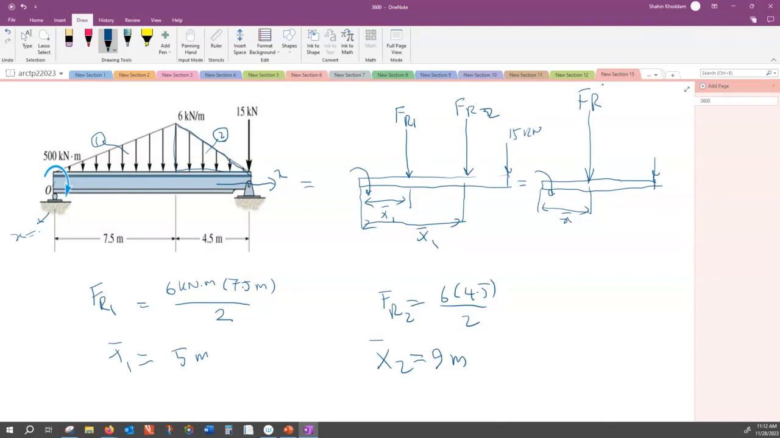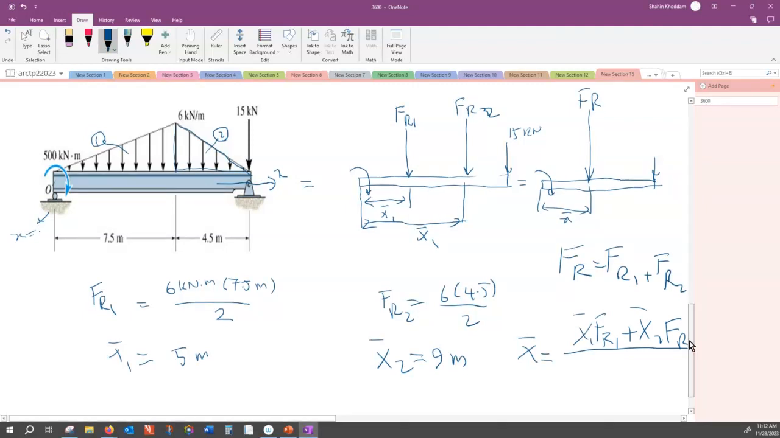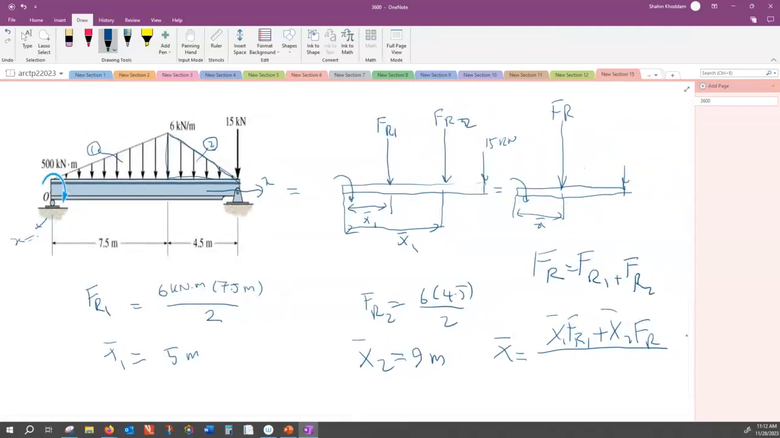Okay, now the resultant force, the total resultant force is FR1 plus FR2, and the total line of action, that is X bar 1 FR1 plus X bar 2 FR2, and the denominator is FR1 plus FR2. So with the numbers, I show you the numbers.